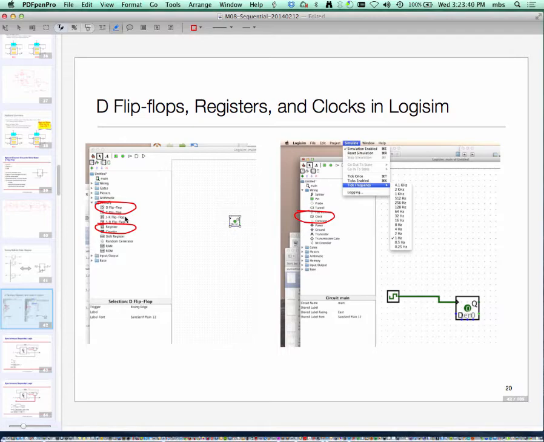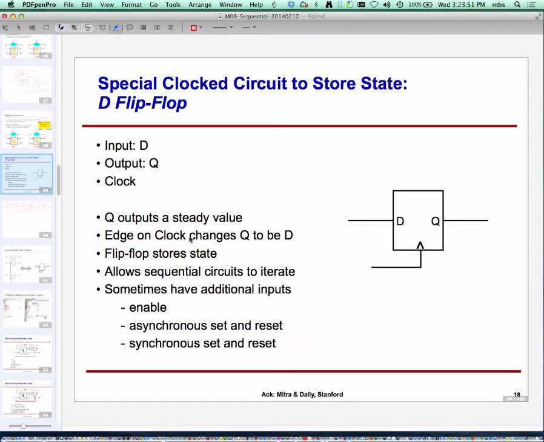Can you explain the edge on clock? Edge on clock changes Q to D. So at the edge, the flip-flop updates its state. What's the edge? The edge is the 0 to 1, right? Rising edge. When the clock signal changes from 0 to 1, right at that moment, whatever is on D gets stored.